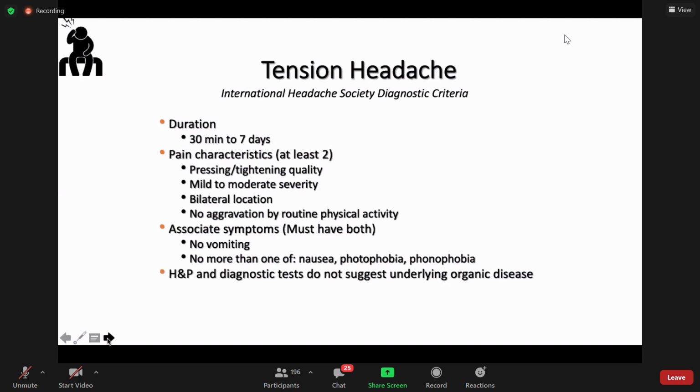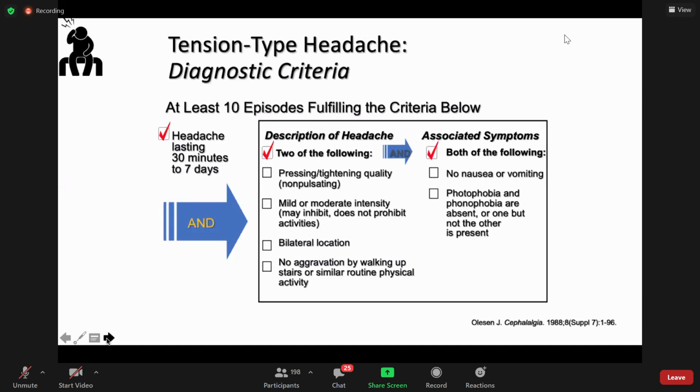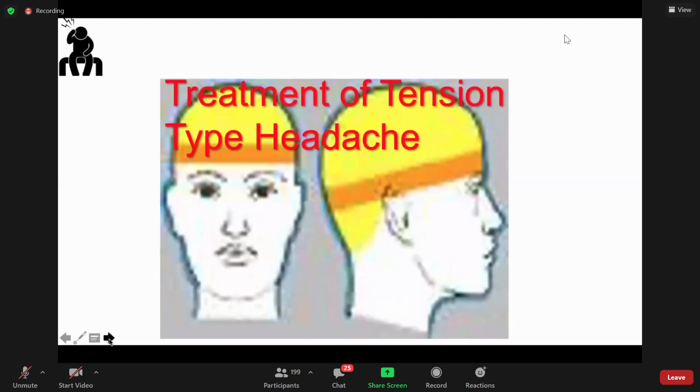If they are coming together, it is more likely to be migraine. And history and physical diagnostic tests do not suggest any underlying cause for the disease. So the diagnostic criteria need 2 of the following: pressing, tightening quality, mild to moderate intensity, bilaterality, or no aggravation by normal activity. And for the associated symptoms, it should have no nausea, and it should have either one of these 3. Any more than one makes it not tension type headache.